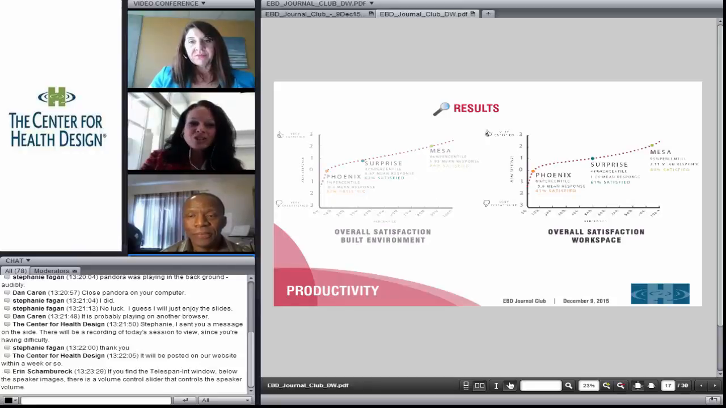And what became really interesting is that when we looked at overall perceived productivity, which is overall satisfaction with the workplace, Surprise brought up a little distance. That became really interesting for us, because with the long floor plate, I would have thought it might even go backwards. But for whatever reason, with some things that are in there, it brought up its score just a little bit in regards to productivity.